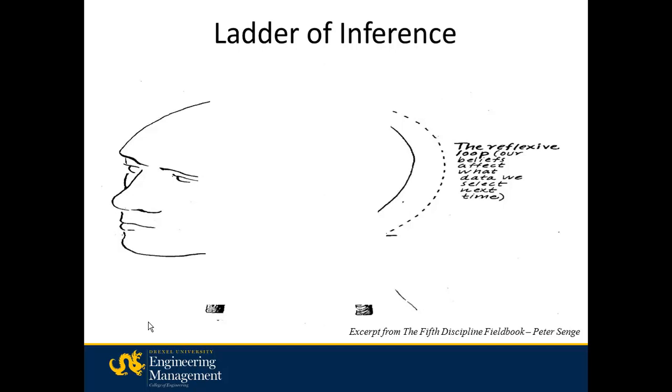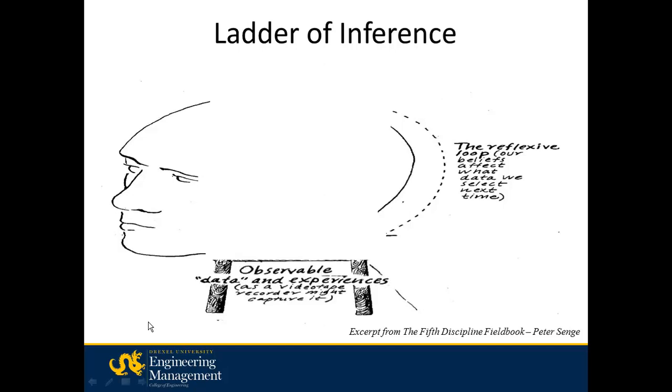Now, the first step on the ladder of inference is where we take in observable data and experience. This is kind of a videotape that records and captures our information. This is where we go out and seek information from all of our senses, and this is data that generally other people can see as well. From there, we move to selecting data from what we observe. So we have lots of sensory input. However, we make conscious decisions about which data we want to observe and use. And this is where we start entering some of our bias.